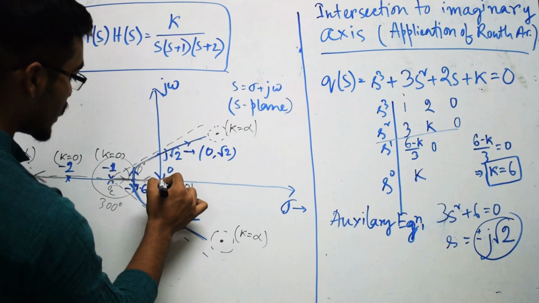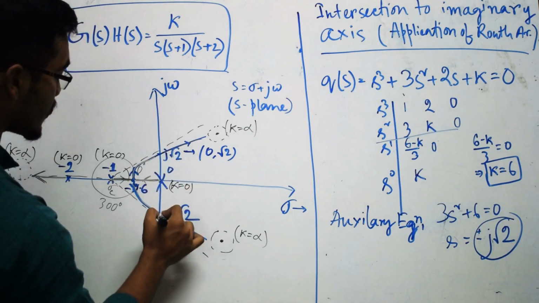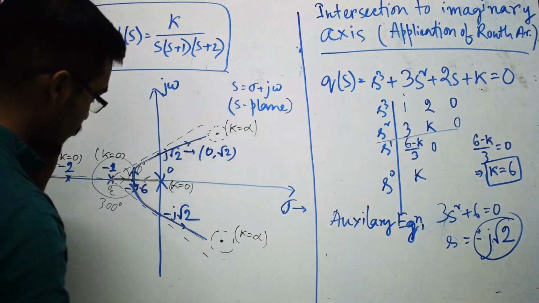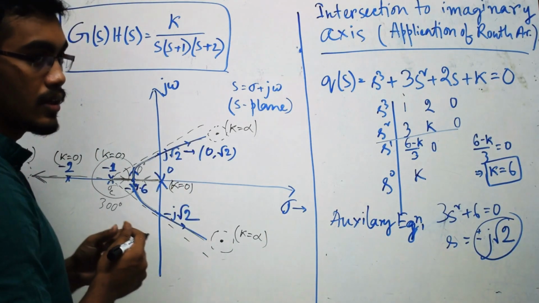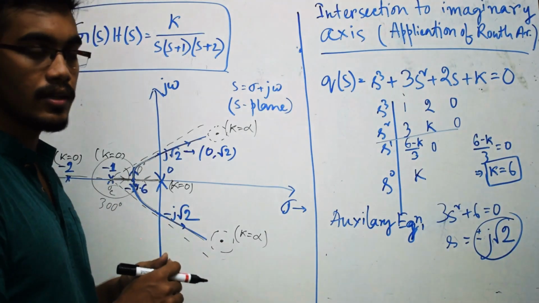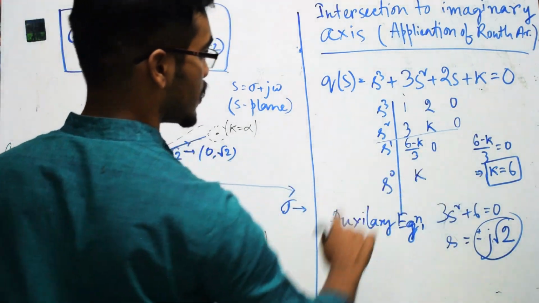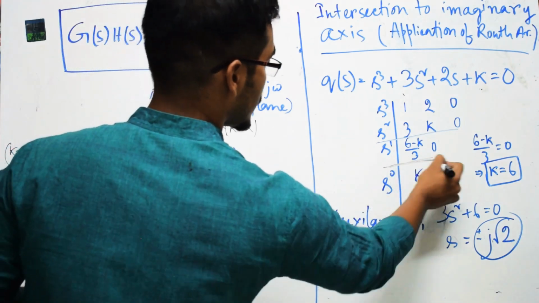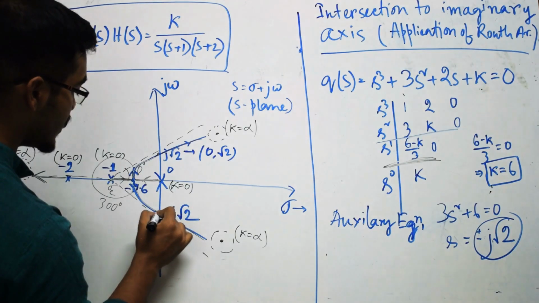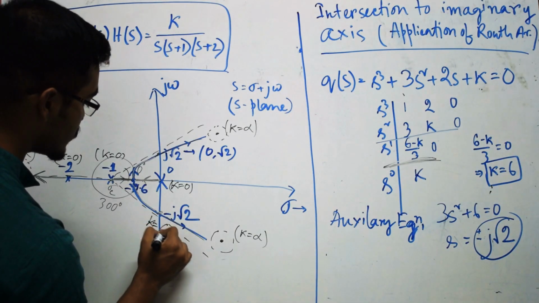For the poles on the imaginary axis, the system will be marginally stable. Now if the question comes, at the intersection point of the imaginary axis, what is the K value there? We have found that before. For marginal stability, the K value is 6. So here and here the K value will be 6.